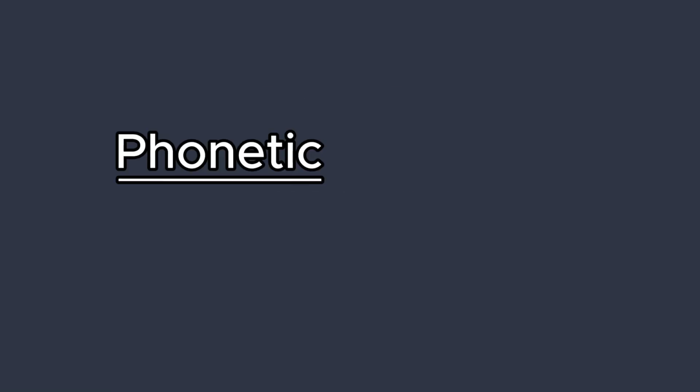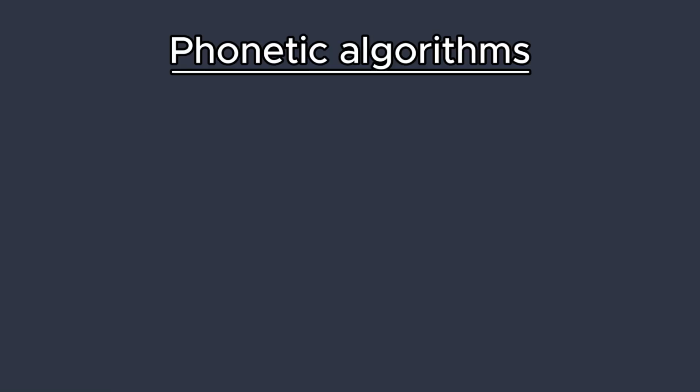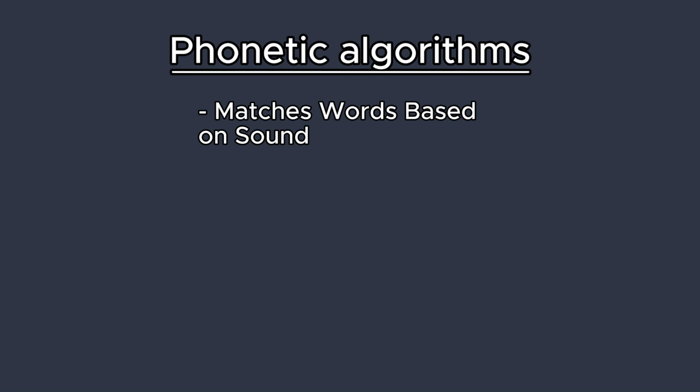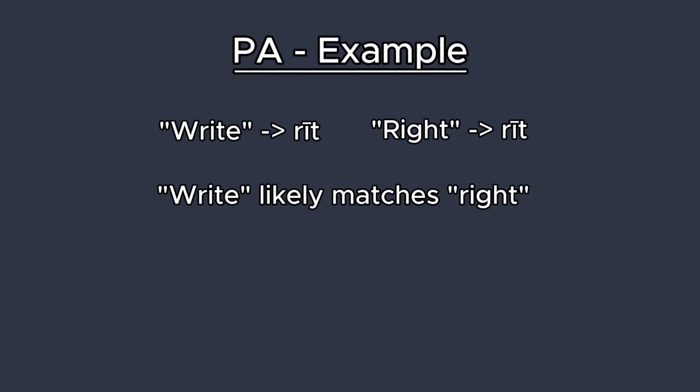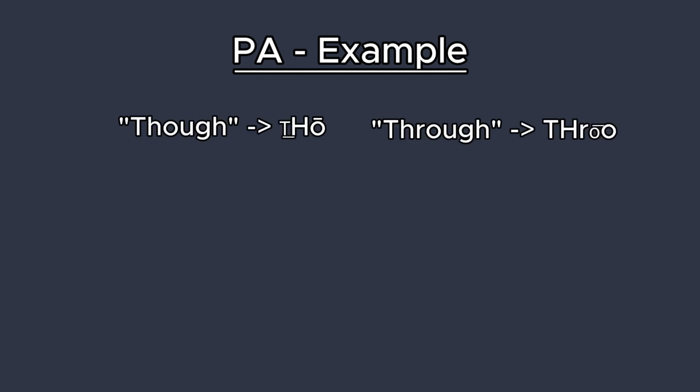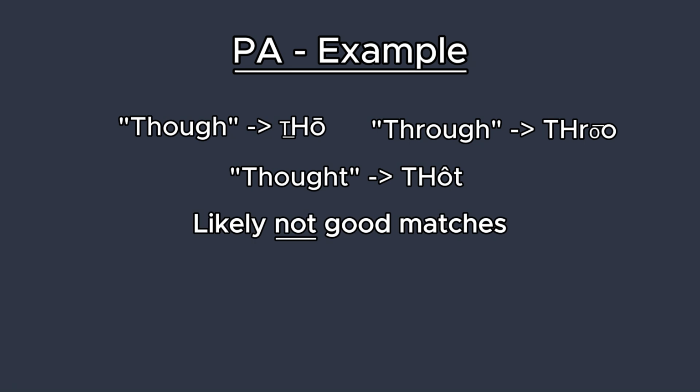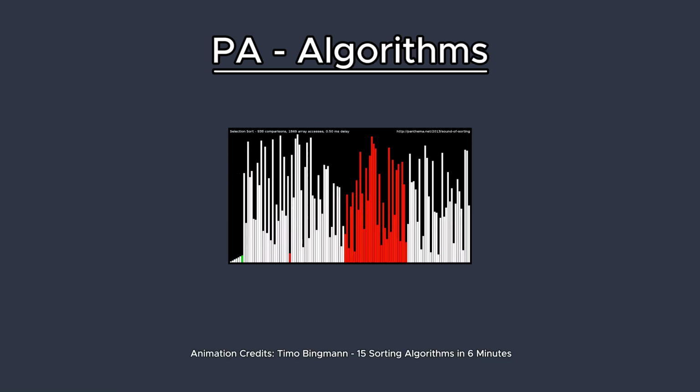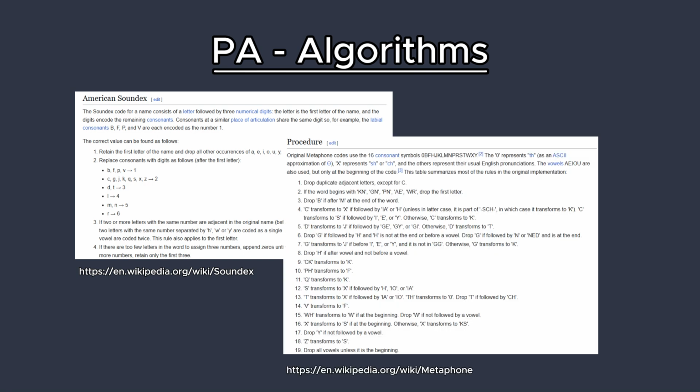Lastly, there's various phonetic algorithms. A phonetic algorithm matches words based on how similar they sound. For example, right and write would be considered a strong match, while though, through, and thought would likely not be a strong match. There are many algorithms for doing this, such as Soundex and Metaphone.